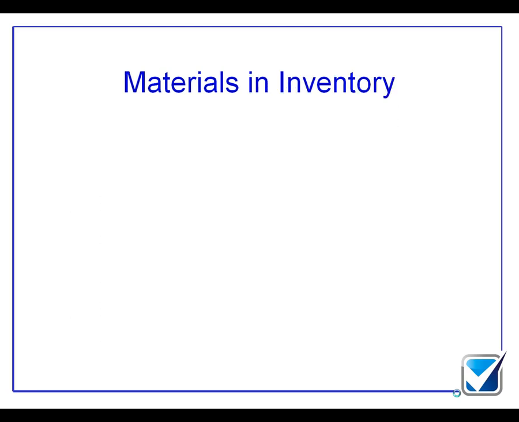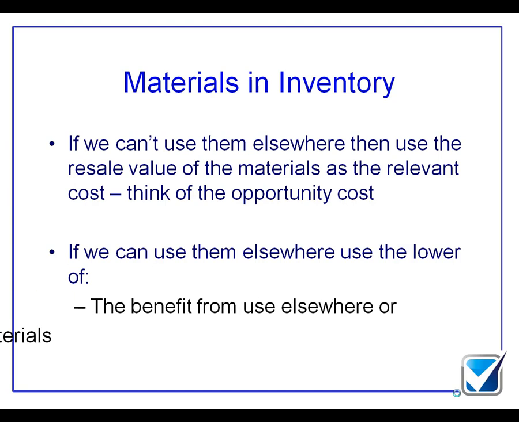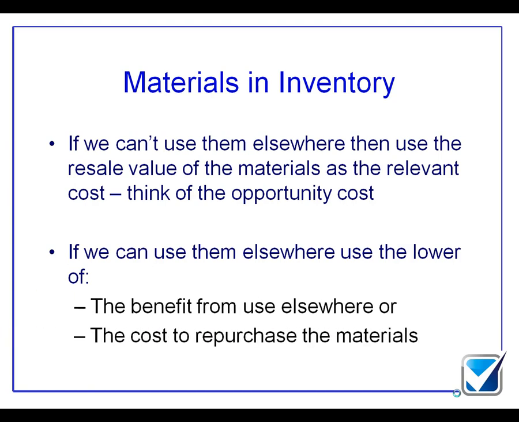So if we can't use these materials in inventory elsewhere, then I'm thinking about the resale value. If I can use them elsewhere, I'm thinking about the opportunity cost being the benefit from using these things elsewhere. And the benefit from using these things elsewhere might be based on a marginal costing contribution calculation. So I'm looking at how much extra contribution I can make from these materials.